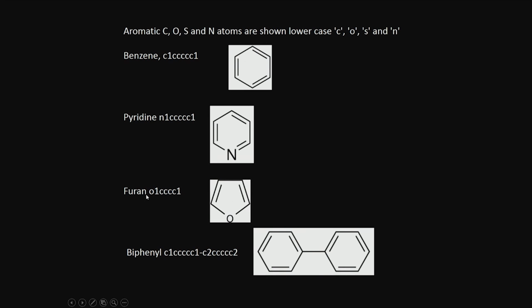and because they are all in lower case, it is an aromatic system. Furan, okay, it is a 5 membered oxygen ring. So, I start with O1, I put 4 carbons and then I put 1. So, this carbon and this O are connected. Biphenyl, okay, so 2 benzene rings connected like this. So, I will close this benzene ring, then I will have another benzene ring and then I connect them, understand this one.